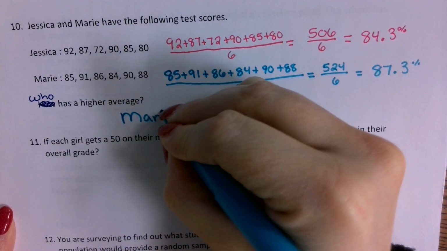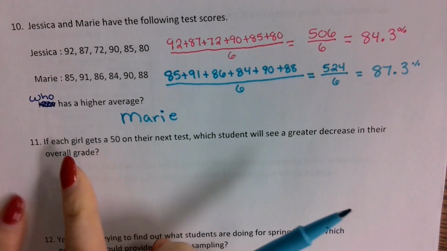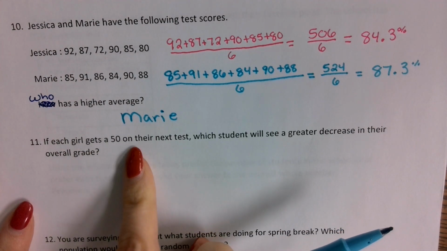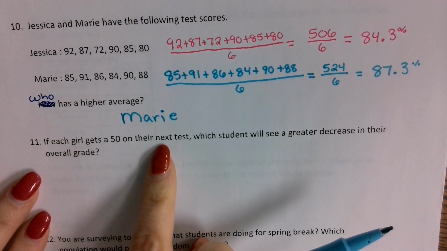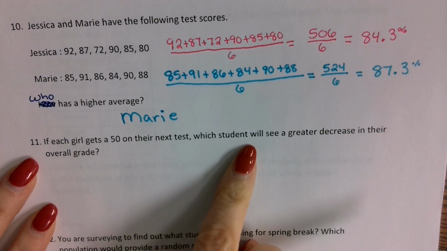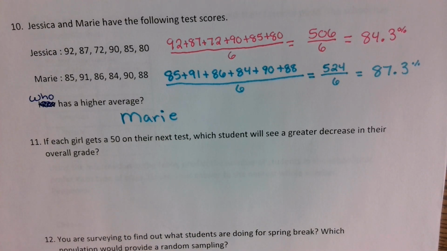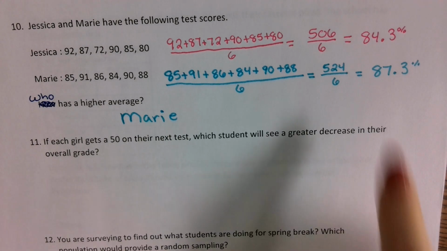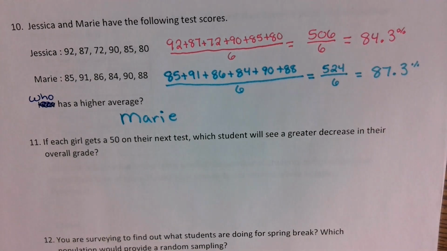Now here's the big question. Let's say both girls get a 50 on their next test. Who do you think is going to see a bigger decrease in their score or in their overall grade? Not who's going to have a lower grade, but who's going to see more of a decline in their average. Don't calculate it yet. I want you to think.